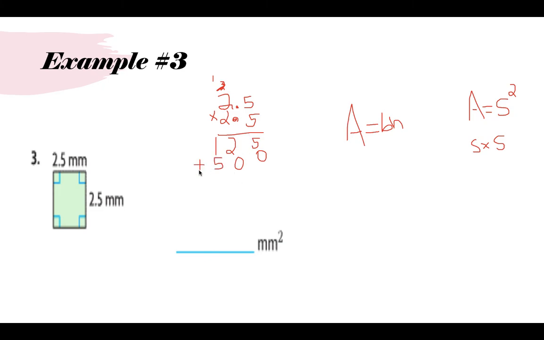Now we add up our partial products. And 5 plus 0 is 5. 2 plus 0 is 2. And 5 plus 1 is 6. Count how many times you have to move the decimal. That's 1 and 2. So down here, we're going to start on the far right-hand side and we'll move the decimal 1, 2 spaces, plot that decimal right there. And let's write our final answer. 6.25 millimeters squared, or 6 and 25 hundredths millimeters squared. Very good, boys and girls.